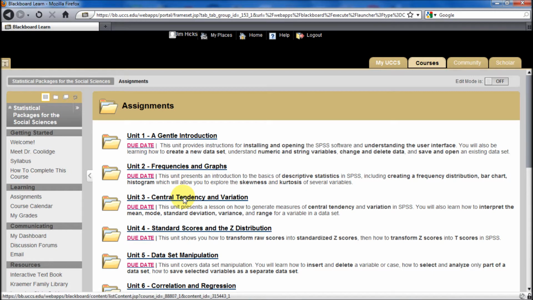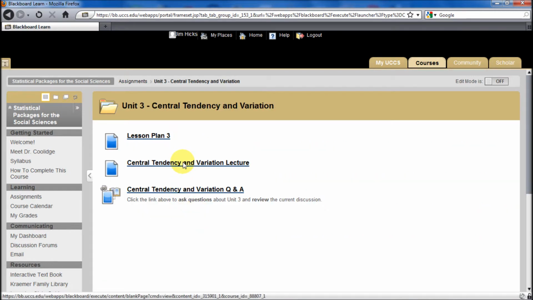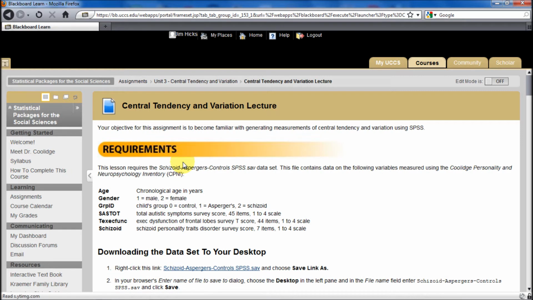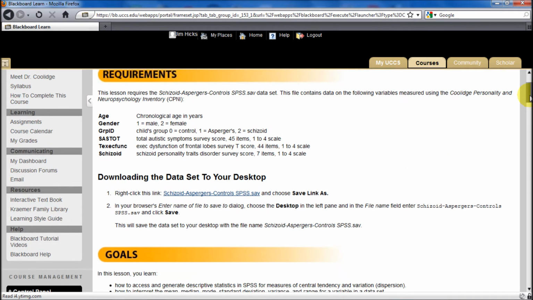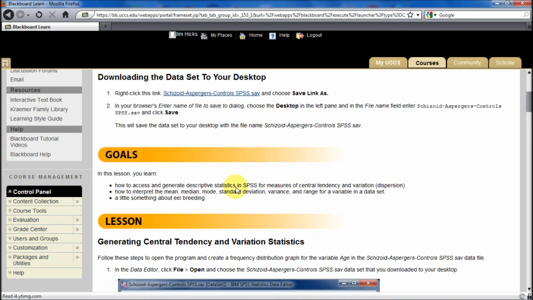We're up to Unit 3, Central Tendency and Variation. We are going to learn how to generate measurements of central tendency and variation, or dispersion as SPSS calls it. We're going to use this schizoid Asperger's control .sav data set. We'll learn how to generate these descriptive statistics in SPSS, and how to ask for the mean, median, mode, and how to interpret the standard deviation, variance, and range for a variable in a data set.